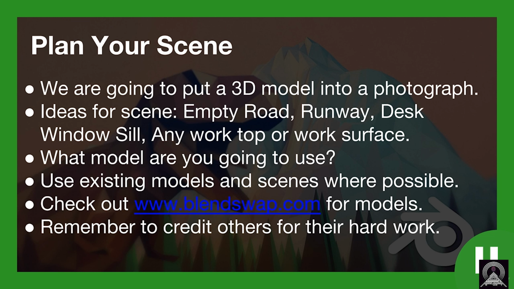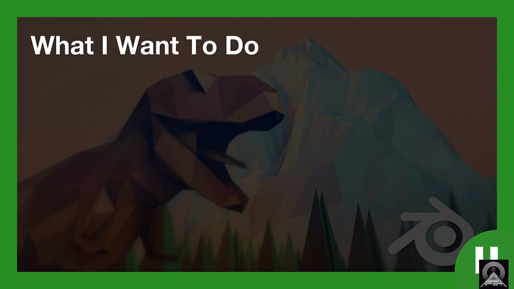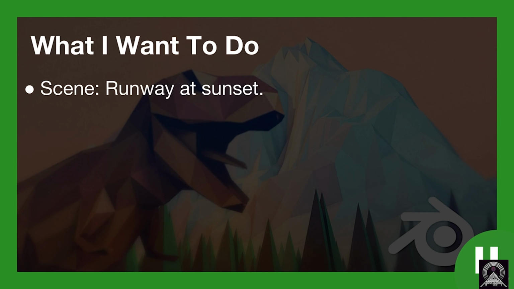Okay guys, welcome back. Did you plan your scene? How did it turn out? I'm going to go through what I've planned for my scene now, and then we'll crack on and get on with it. So what do I want to do? Well, my scene is going to be a runway at sunset. And the object, I'm going to do a fighter jet, because that's kind of cool. That's what I like, and that's what I'm going to do. Of course, you guys can follow along with this, or indeed go down your own route as well.